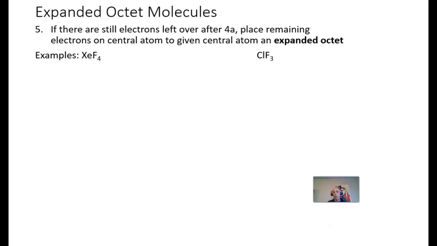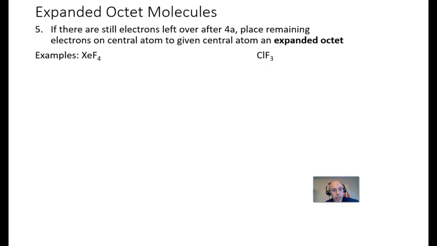You don't really need to worry about which elements can or cannot have expanded octets. Rather, if you get to a point in building Lewis structures where step 5 has to come into play, which I'll model for you in a moment, imagine that whatever atom is in that Lewis structure can have an expanded octet. So just let the rules play out, and some atoms will end up with expanded octets.